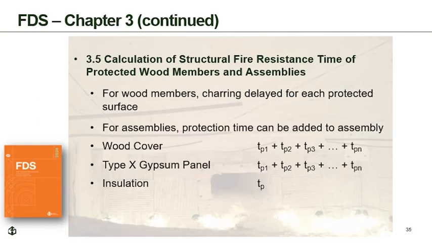Section 3.5 of the FDS contains new provisions for calculating the structural fire resistance time of protected wood members and assemblies. Again, these provisions are consistent with code-recognized procedures for protection of mass timber elements. Note that the FDS provides guidance for design of both combustible and non-combustible protection. An example of combustible protection would be additional wood cover added to the protected wood member, whereas an example of non-combustible protection would be gypsum board applied to the protected wood member.